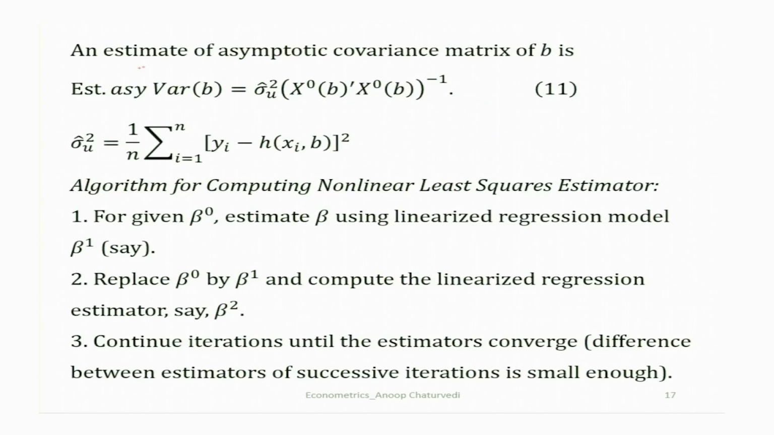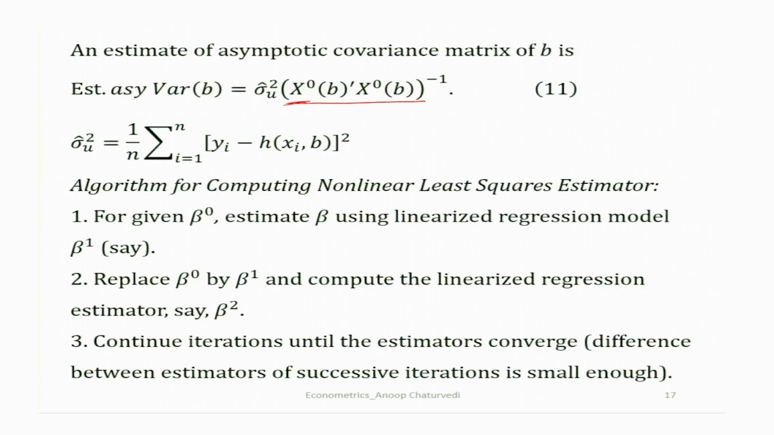Again, an estimate of the asymptotic variance covariance matrix of B is sigma hat square u (x naught(B) transpose x naught(B)) whole inverse. So, we calculate x naught at B, then we obtain x naught(B) transpose x naught(B), and then an estimate of the asymptotic variance covariance matrix of B is sigma hat square u (x naught(B) transpose x naught(B)) inverse, and sigma hat square u is obtained as 1 upon n summation (y I minus h(x I, B)) whole square.